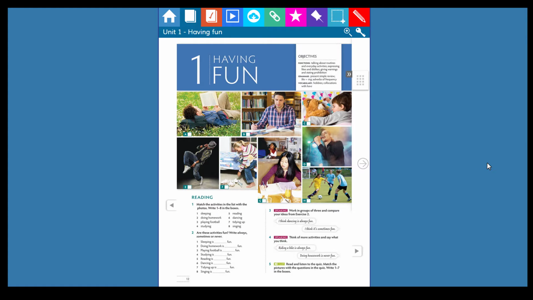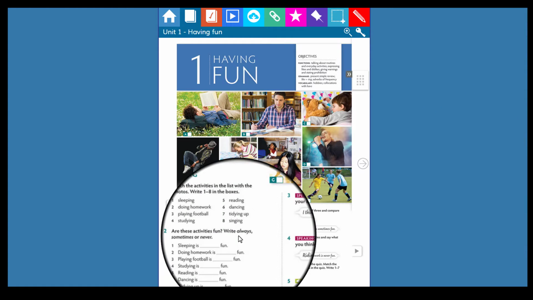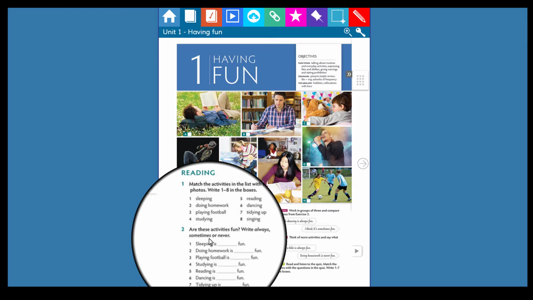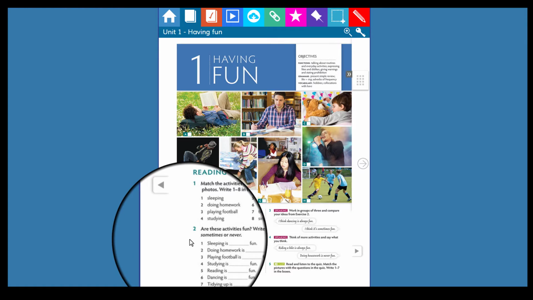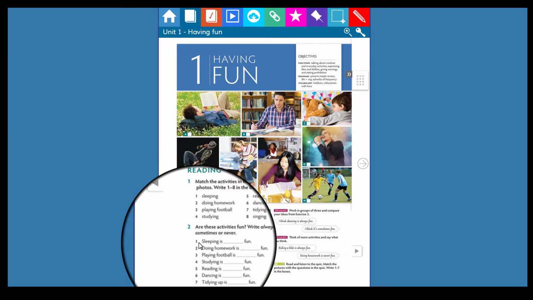Okay, let's go back to the book on page number 12 again. Now that you know the use of the frequency adverbs and you know the meaning of the words always, sometimes, or never, you have to make activity number 2, this one. Are these activities fun? Right, always, sometimes, or never. This is your opinion, so you have to complete these sentences with your own opinion.